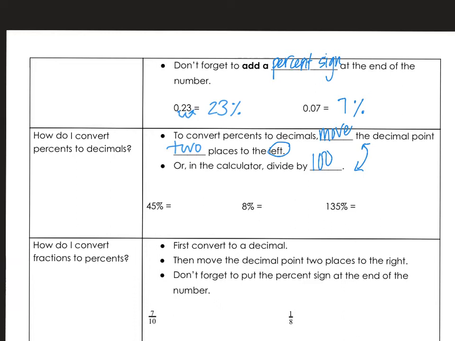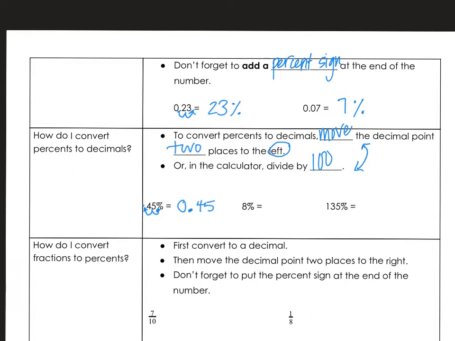Okay, so right here, what we would do is we would put our decimal point where the percent sign is. And if I'm going to move the decimal 2 spaces to the left, then I'm going to go past the 5, past the 4, and this is where my new decimal point is going to be. And I need to make sure that I put a 0 in front of it. So as you can see, 45% is going to translate into 0 and 45 hundredths.